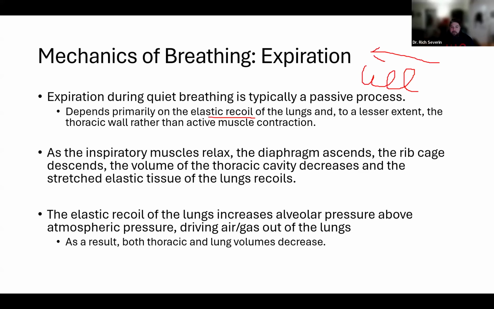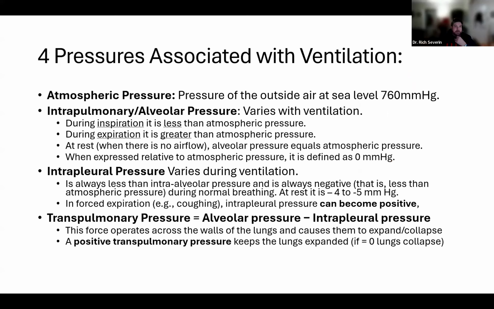And I have a couple of graphs that will help illustrate this. So again, just things to bear in mind, these 4 pressures associated with ventilation. Again, atmospheric is going to sit about 760 millimeters of mercury. And we have our interpulmonary pressure, which varies with ventilation.